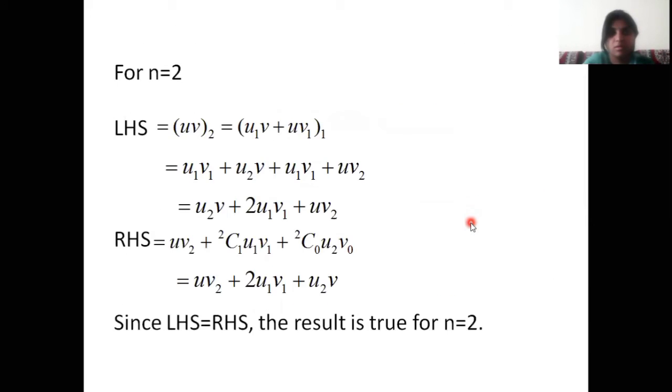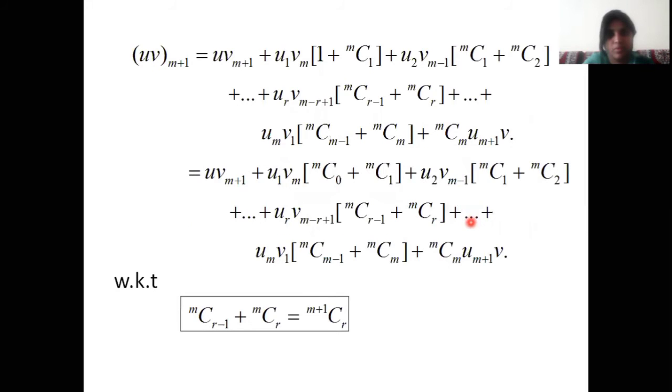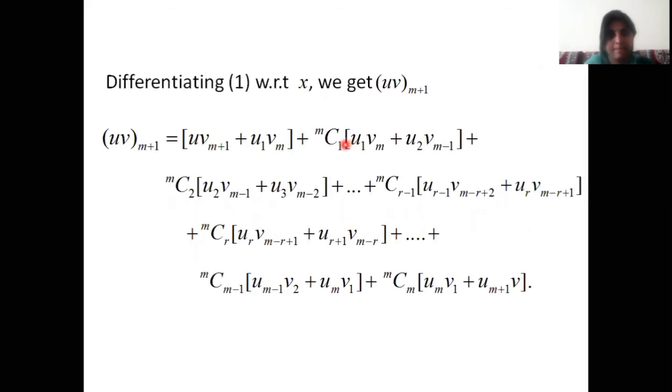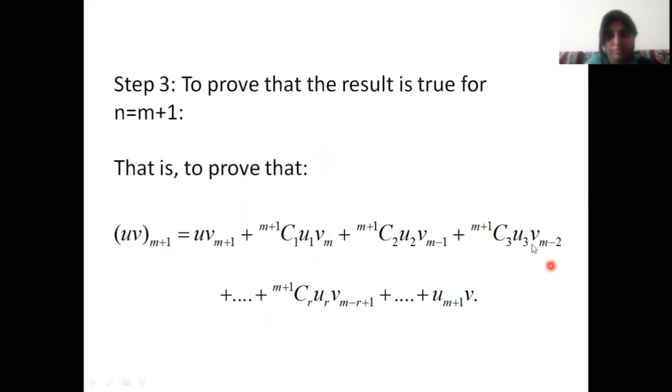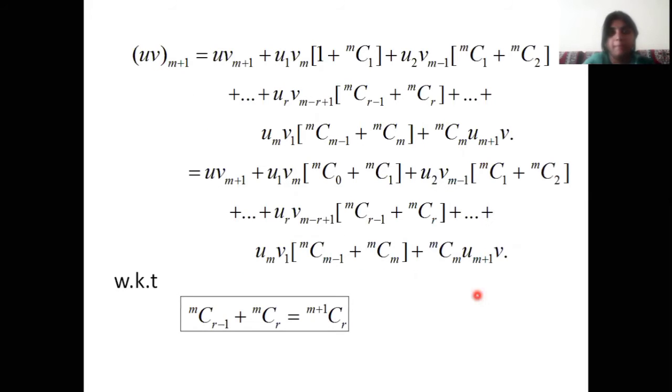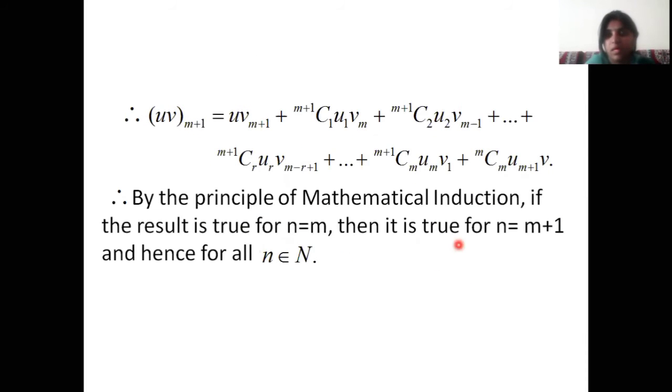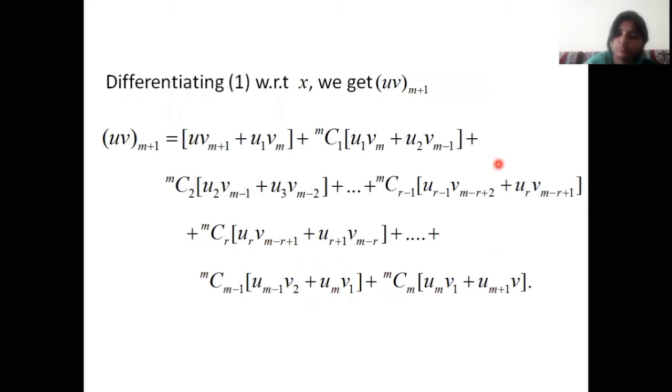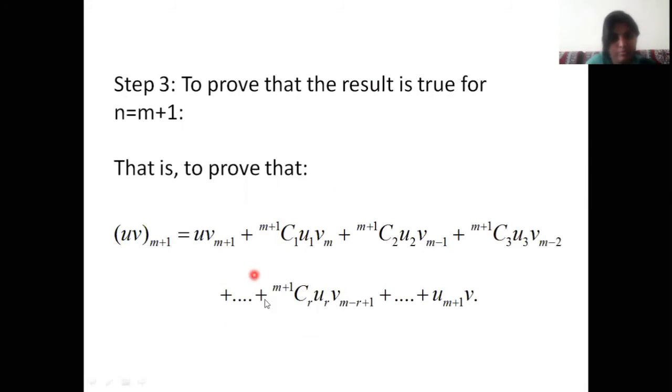Yeah, sorry, this we have proved for m plus 1, right? Yeah, it's here. This is what we have proved. One extra term that we are having is mCm u(m plus 1) v. And you know that mCm is nothing but 1: m factorial by m factorial into (m minus m) factorial, that is 0 factorial, you get 1. So this will tally with this. So we have proved this result.